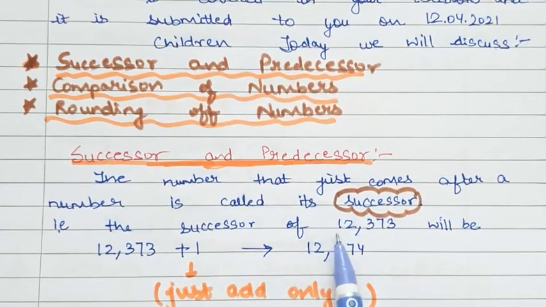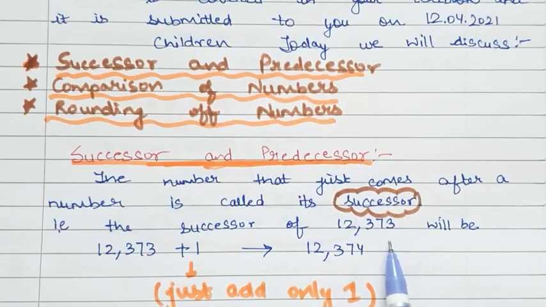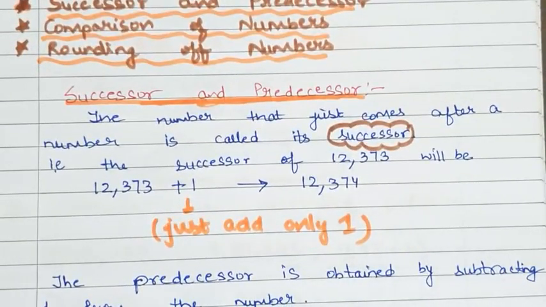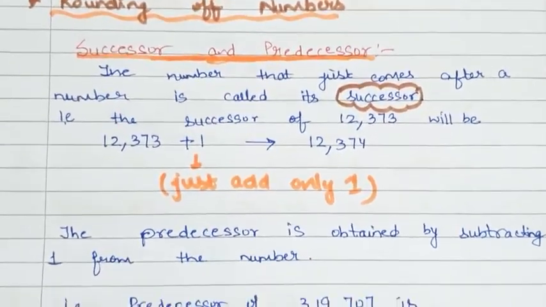That is, if we have to find the successor of this given number, what we will do, we will just add 1 into it. So on adding 1, what we get? We get 12,374.